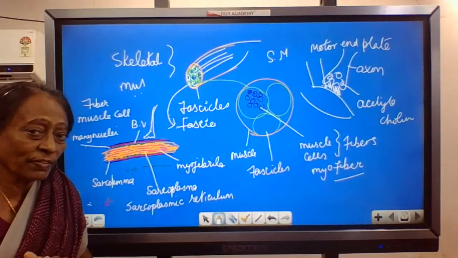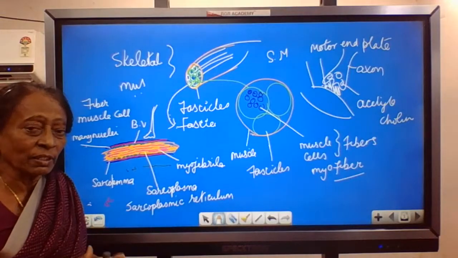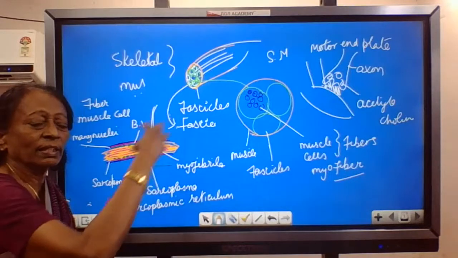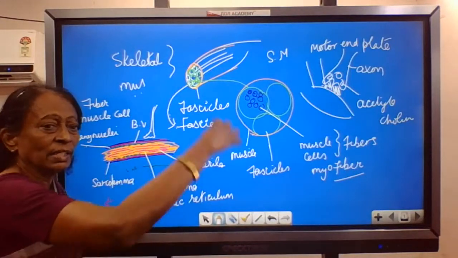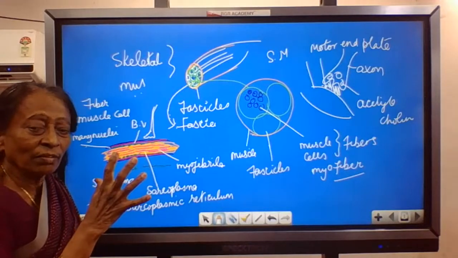There are two types of fibers. One is thin and one is thick. So as a result, this thin fiber, the myofibril, has got two kinds of proteins. These fibers are arranged row by row. Each fiber will have a different type.